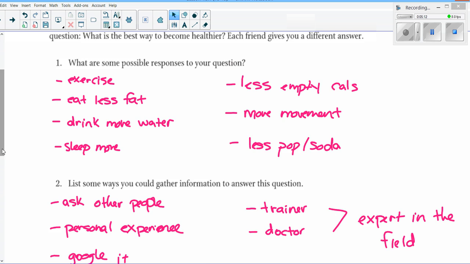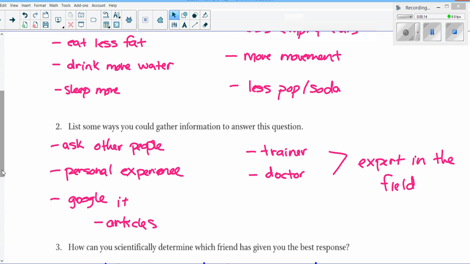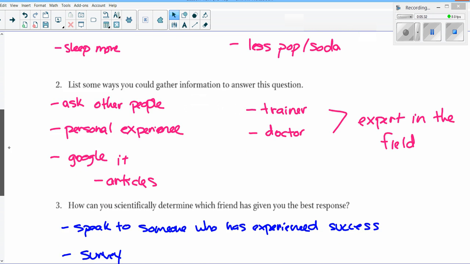You can always Google it and read some articles, some scholarly articles. You could get a trainer, or you could ask a trainer. You could ask a doctor. The nice thing about a trainer and a doctor is that you'd be asking an expert in the field, and not just people who think that they know, but somebody whose job is actually to help people become healthier. Okay, so again, pause and write that down.